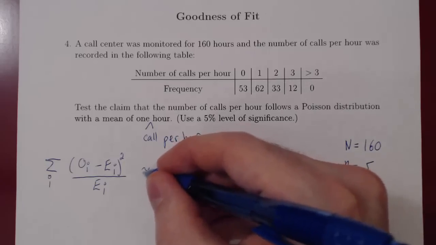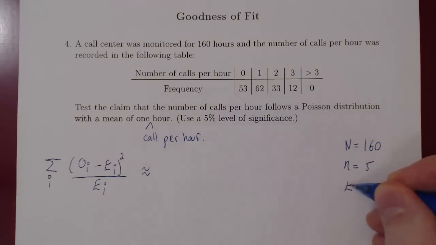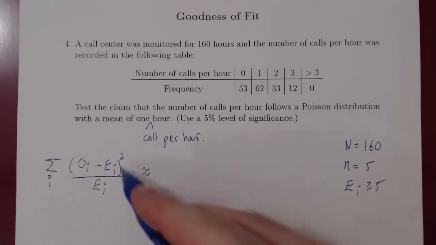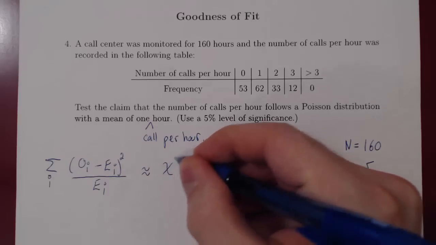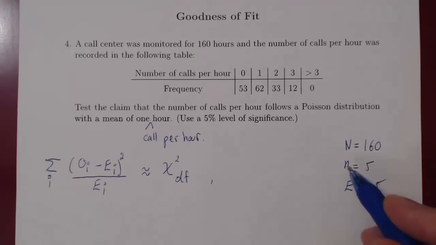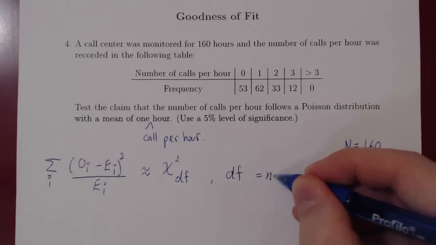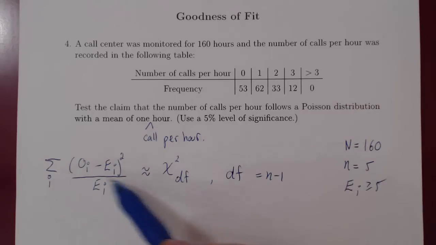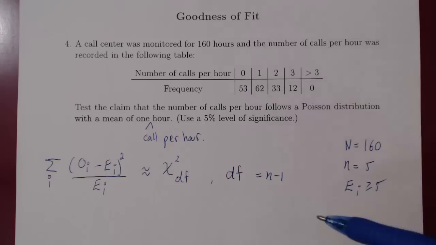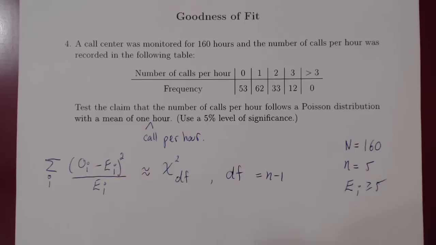This will follow approximately, as long as in each bin each expected value is above 5, a chi-squared distribution with n minus 1 degrees of freedom. So the f will equal n minus 1. This is the general statistic in the case of a goodness of fit, trying to fit a random variable to a distribution. Or I should say, fit a distribution to a random variable.